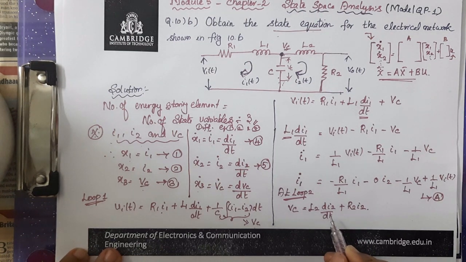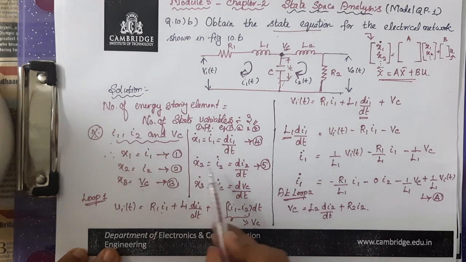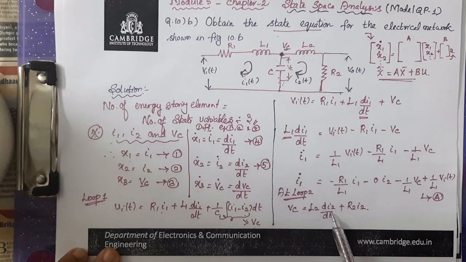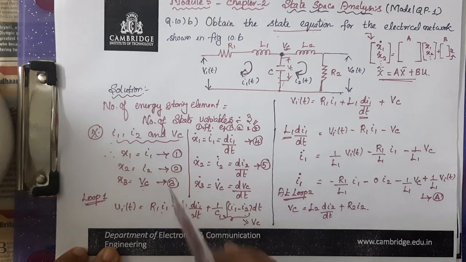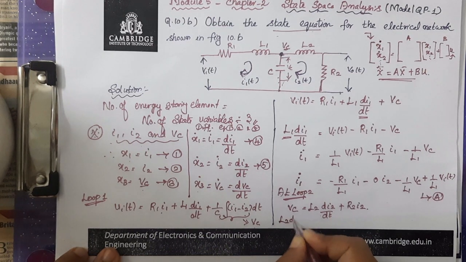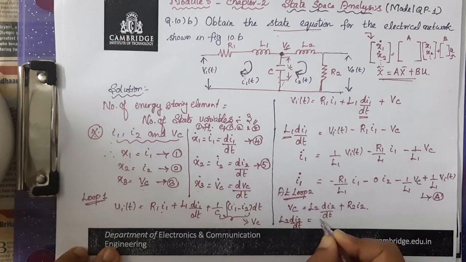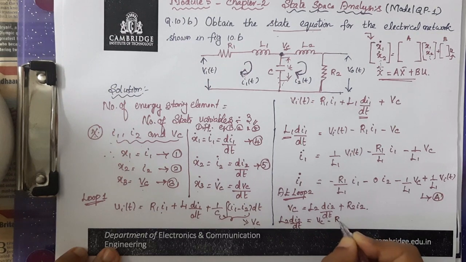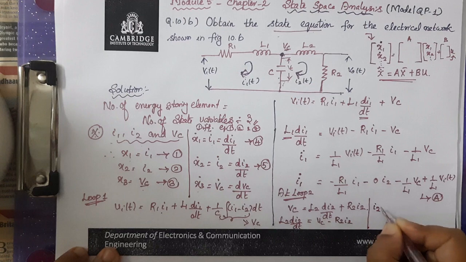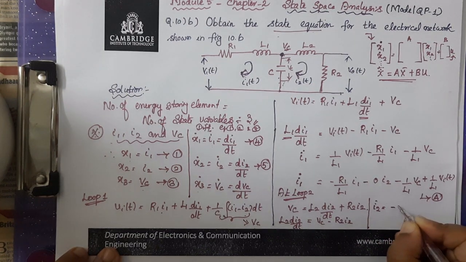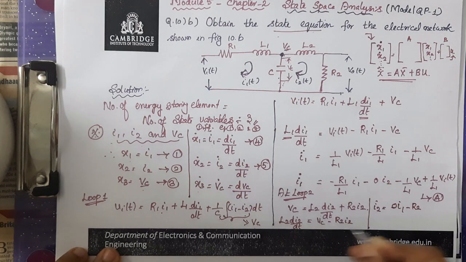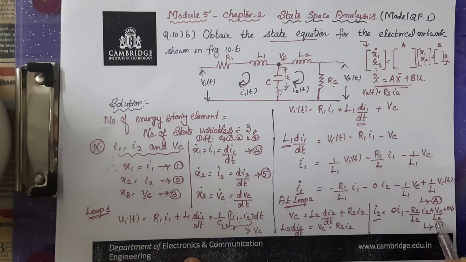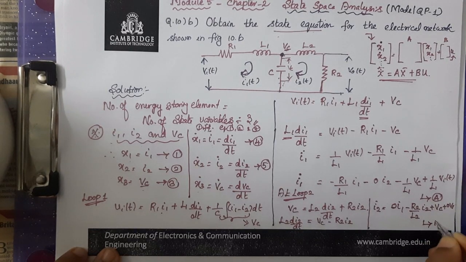From this equation, we have the first derivative of the second state variable I2 dot, that is di2 by dt. The right hand side has to be in terms of the state variables I1, I2 and Vc, remember. So L2 di2 by dt is given by Vc minus R2 I2. Hence I can write I2 dot, taking L2 towards the right side, as 0 into I1, since I don't have any I1 term, minus R2 by L2 into I2 plus 1 by L2 into Vc plus 0 into Vi. Let me number this as equation number B.